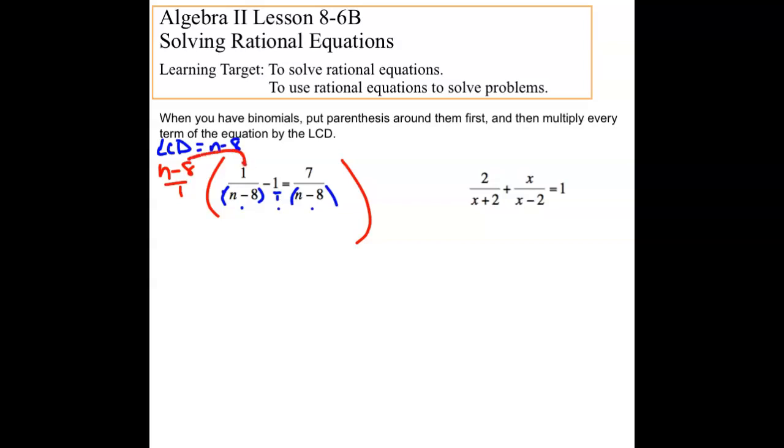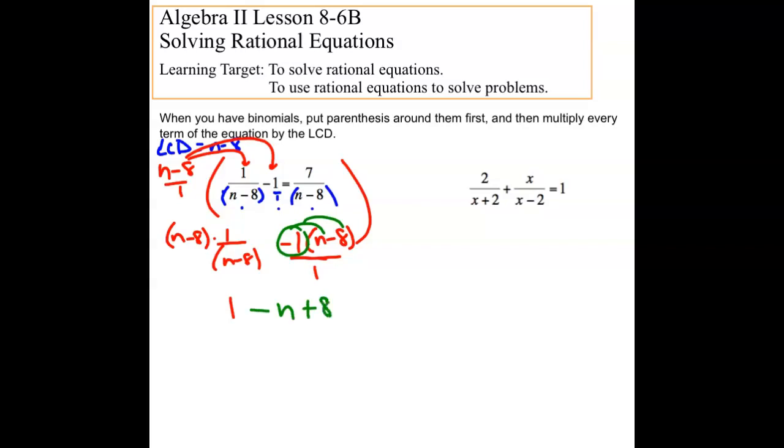So we're multiplying it to the first one. And again, if you think about taking n minus 8 times 1 over n minus 8, those n minus 8s are going to drop out, and we just get a 1. Multiplying it to this one, we have a negative 1 times an n minus 8 all over an n minus 8 over a 1. So our n minus 8 will not drop out on this one. We do have to distribute that negative 1 to both. So we're going to end up with negative 1n plus 8.